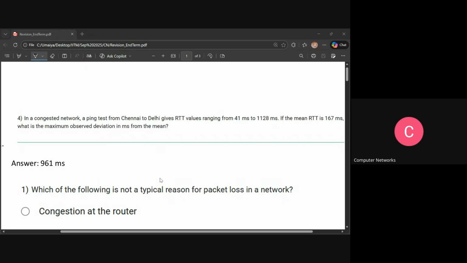The first question is, in a congested network, a ping test from Chennai to Delhi gives RTT values ranging from 41 to 1128 ms. If the mean is 167 ms, what is the maximum observed deviation from the mean? Minimum they have given us 41, maximum 1128, and the mean is 167. So what will be the answer then?